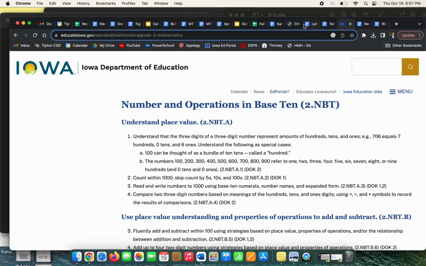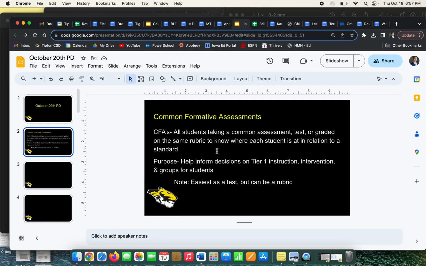So first you have to obviously pick a standard to have a common formative assessment around, but the purpose is to help you inform decisions on tier 1 instruction, intervention groups, and groups for students. It's easiest to do as a test, but it can also be a rubric like we talked about up here. It's a common formative assessment test or rubric that helps you know where each student is at in relation to a standard. So the first thing we need to do is identify which standards you want to work on.